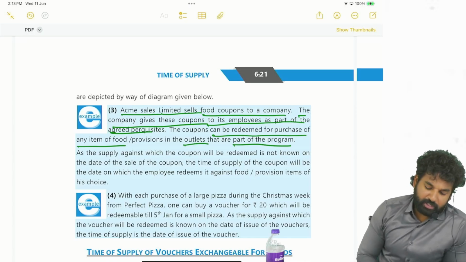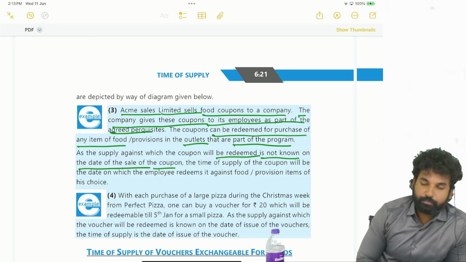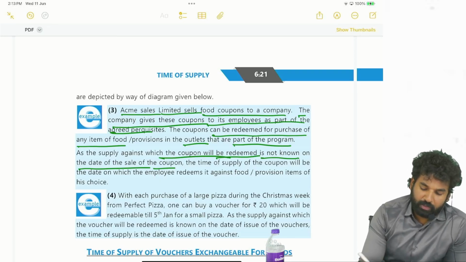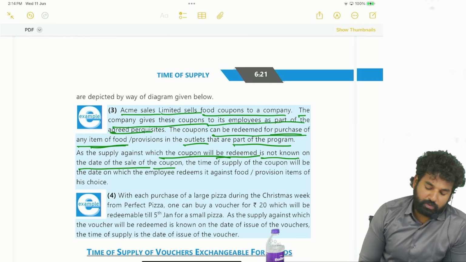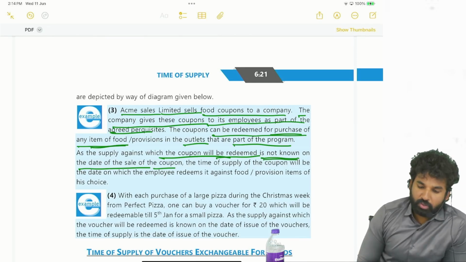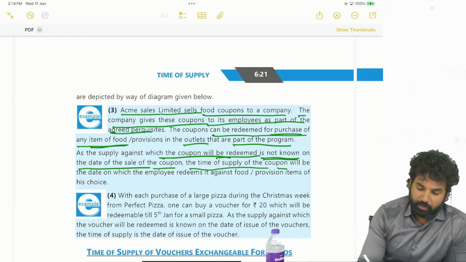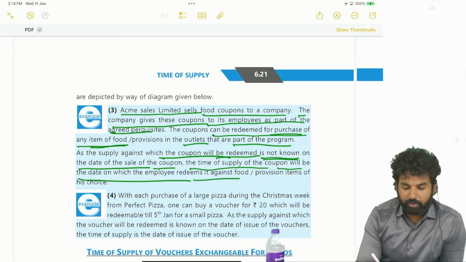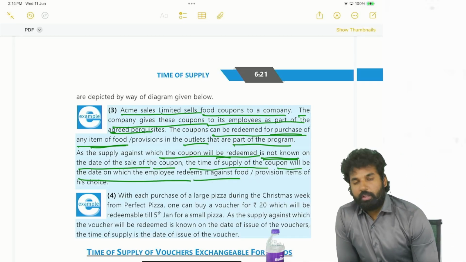As the supply against which the coupon will be redeemed is not known on the date of sale of the coupon, because using that coupon they can redeem for purchase of any item of the food or provisions in the outlet. So at the time of giving the coupons, it is not known what they are going to purchase. So that's why the time of supply of the coupons will be the date on which the employee redeems it against the food provision items of choice. Okay, so date of redemption.